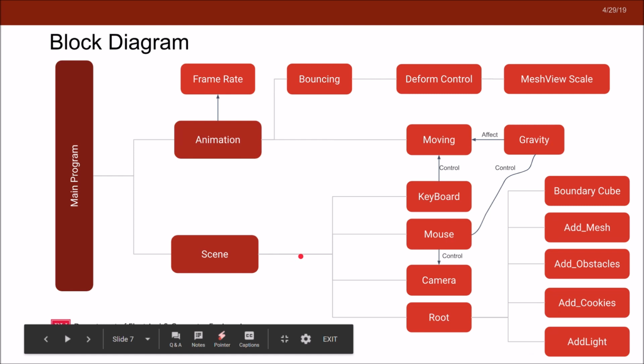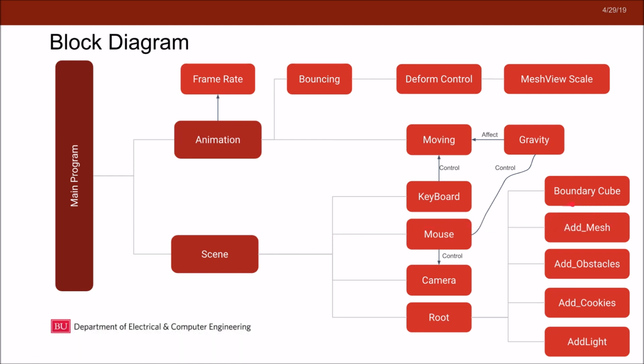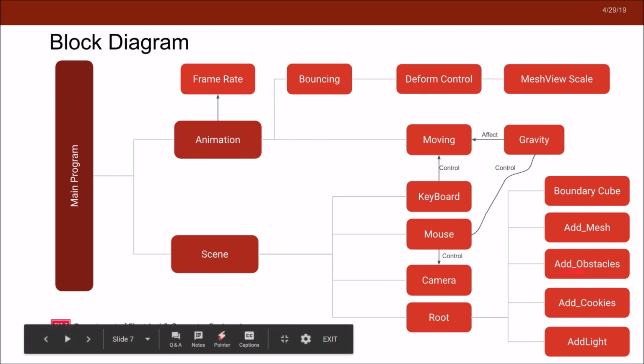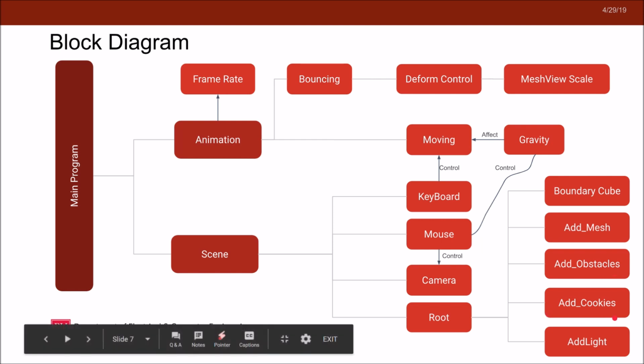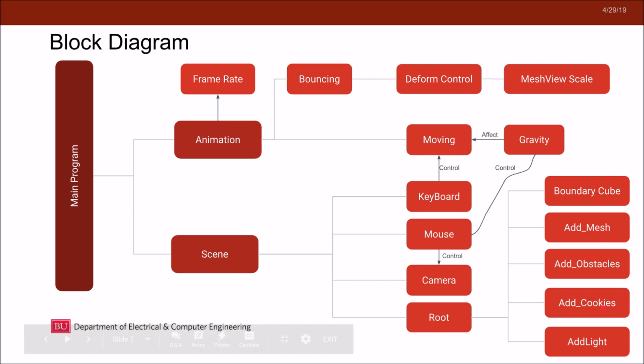The boundary cube is the 100 by 100 by 100 boundary box, and the add mesh function can produce a mesh view figure to the root, either from the STL file importer or by building the mesh view from the user's standard input triangles. The add obstacles function generates 100 small balls in the boundary cube while avoiding collision with the matched figure during initialization. The add cookies function creates a small green cube in the boundary as the goal of our game.